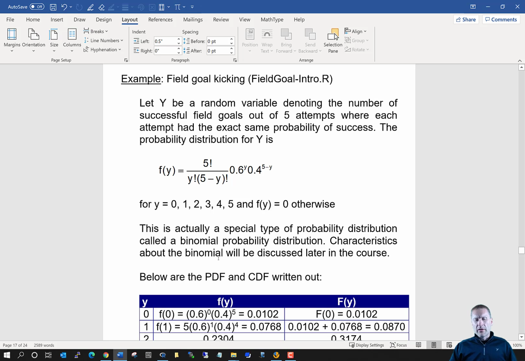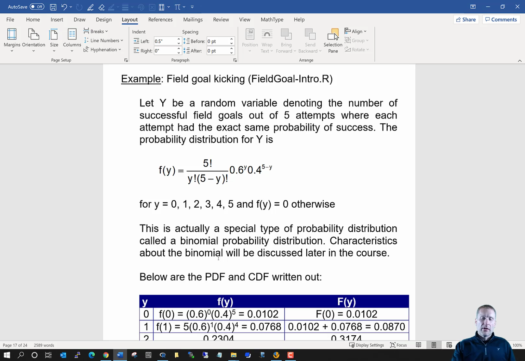So let's take a look at another example here. This deals with field goal kicking. This time our random variable, we're going to use the letter Y, is going to denote the number of successful field goals out of 5 attempts, where each attempt has the exact same probability of success. So again, think of field goal kicking. This is in football, and perhaps a field goal kicker is going to be kicking, let's say, only 40-yard field goals, so that essentially every kick is going to have exactly the same probability of being successful. And what we're interested in is, how many out of 5 will be successful? What are the corresponding probabilities with those?